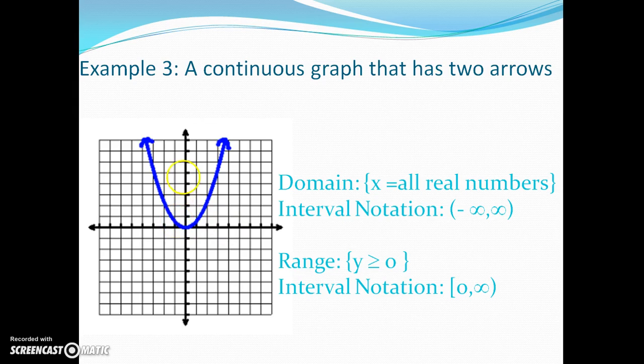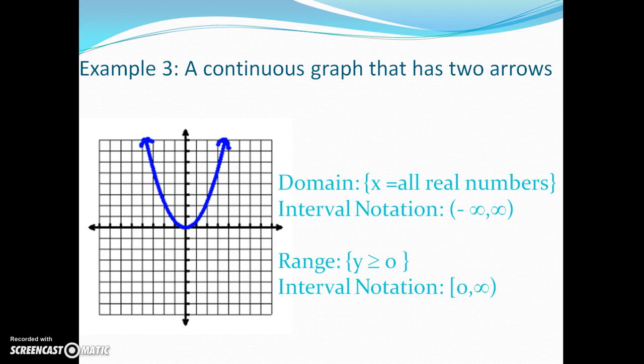And the range, going bottom to top, your lowest point on your graph is at 0, 0, the origin. So you write that as y is greater than or equal to 0 because, again, these arrows tell you that this is going to go up all the way to infinity. In interval notation, you have a bracket around the 0 and a parenthesis around the infinity.